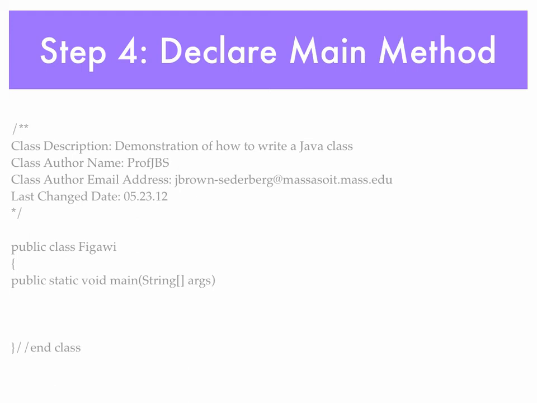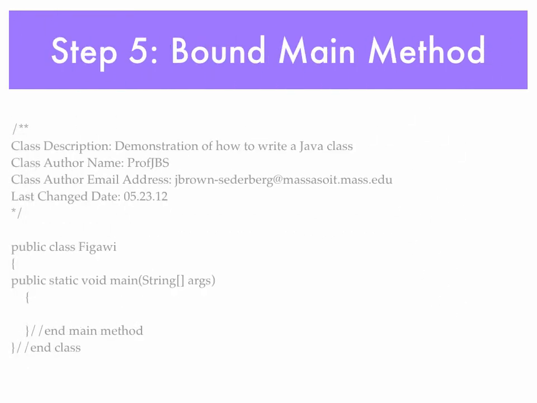So having declared my main method, now I bound it. And I bound it again, as I did with my class, with opening and closing curly brackets. And you note that again I put some comments to indicate that that closing curly bracket does indeed end the main method. Now you'll note that the main method is within the class. So I have the opening and closing bound for the main method, immediately after the line public static void main(String[] args), and that all falls within the class public class Fagawi.